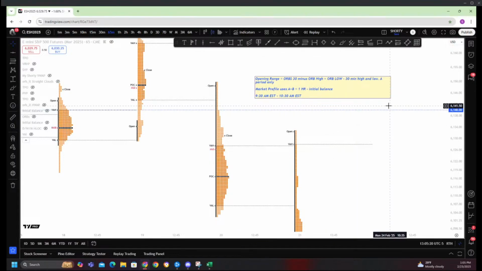Okay, initial balance. That's correct. Yeah, you put market profile, just maybe confuse people. So there you go. Market profile uses initial balance, right? When you look at the sentiment, I'll just touch base on what the ORBs do.